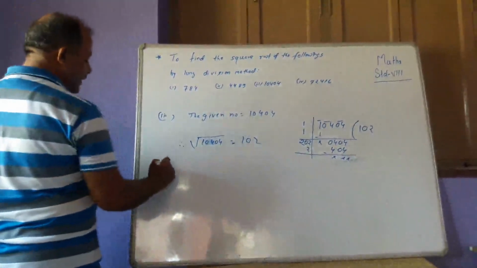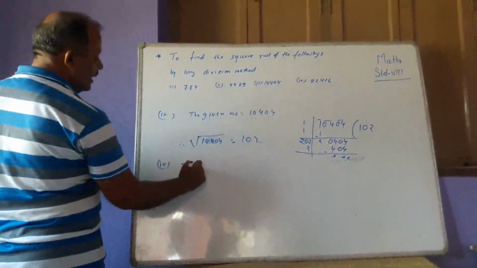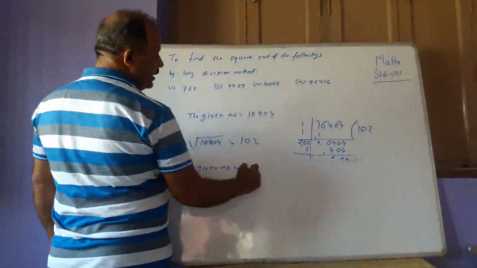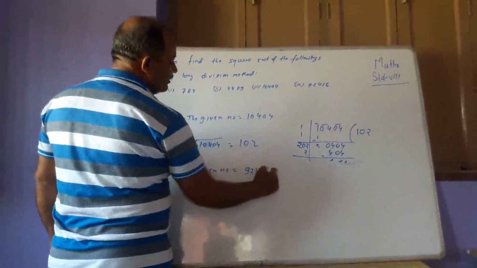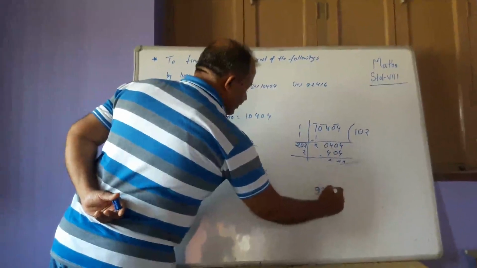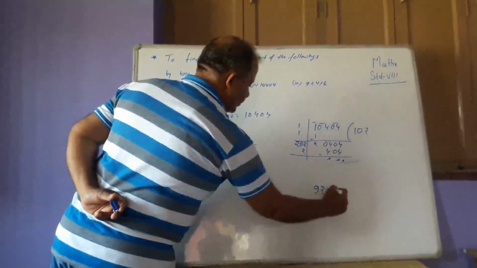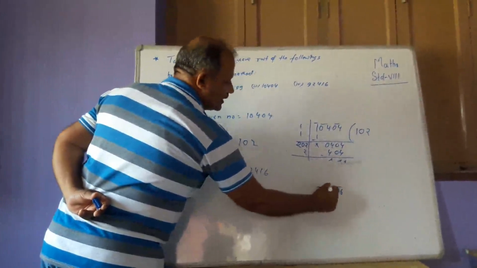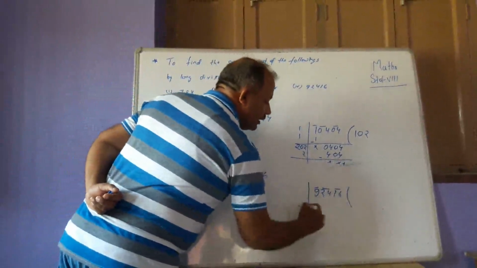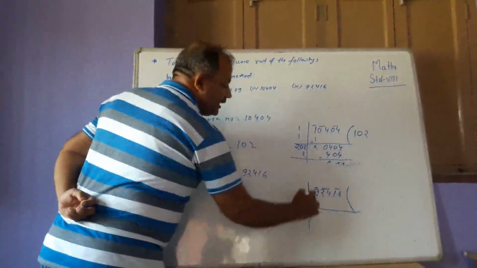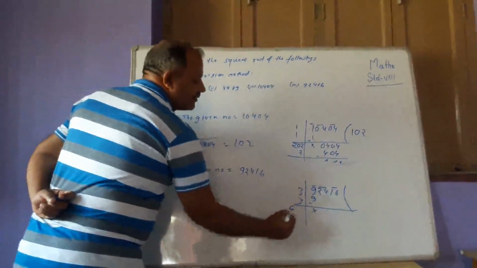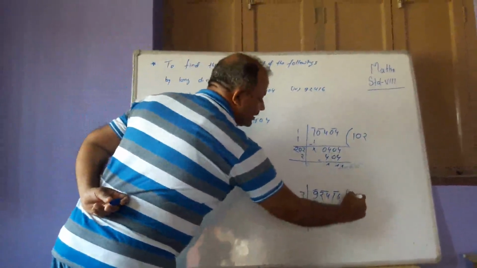Now the fourth number, the given number is equal to 92,416. In the same way, when we are going to make pairs: 9, 24, 16. This will be the first pair, second pair, and this is alone. In the same way we will proceed. 3 3s are 9. Nothing. On adding 3, we get 6. Here we have to write 3.